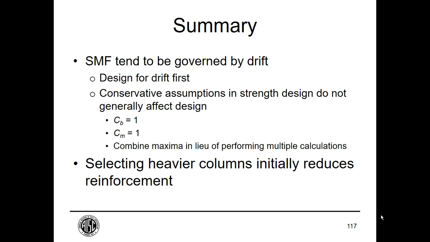You can also combine a number of checks, just looking at, say, the worst case moment in conjunction with the worst case axial, and save yourself a lot of detailed calculations because, again, the demand capacity ratios tend to be very far away from 1 for the strength checks. Selecting heavier columns initially tends to reduce reinforcement and make for a generally more economical design.